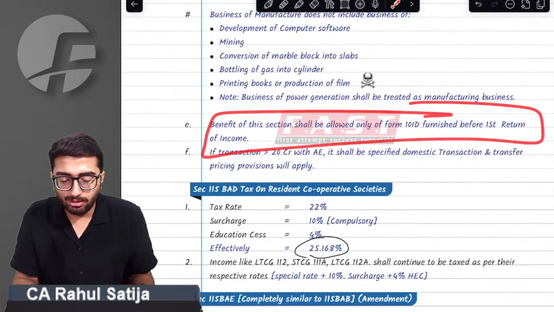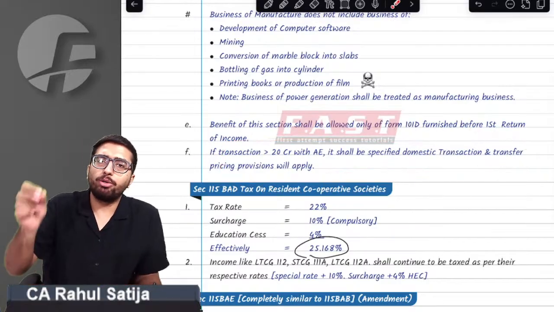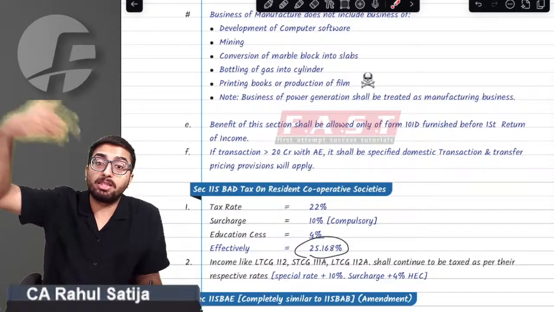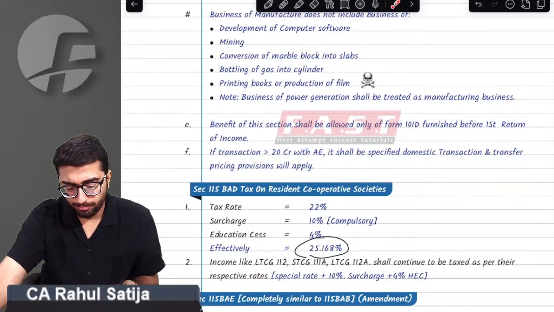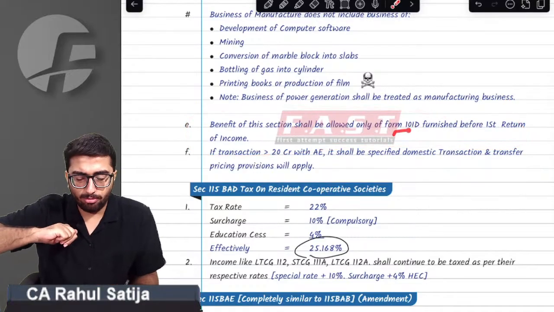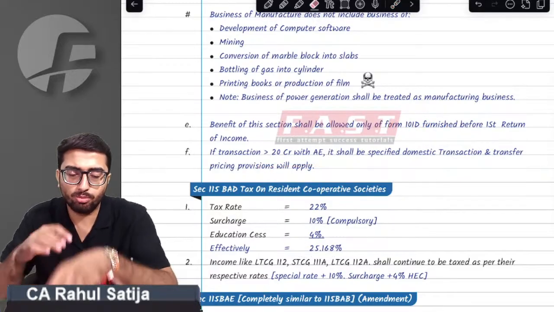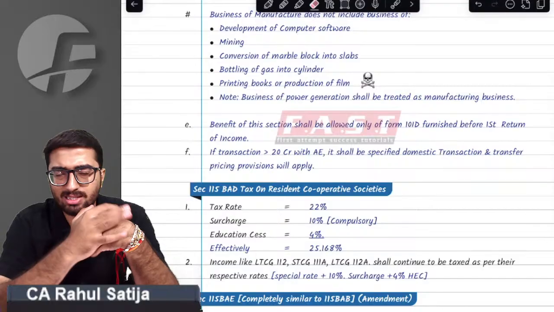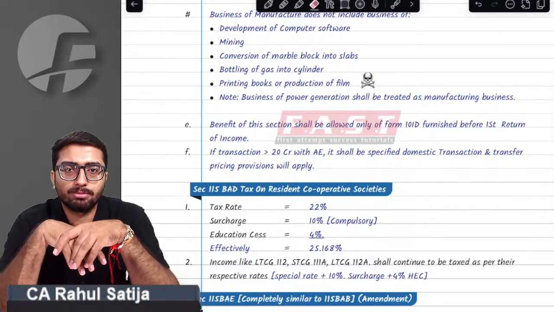Sir, if you try to violate this provision, or you do any transaction exceeding 20 crore rupees with an associate enterprise, then the domestic transfer pricing provisions will apply. You have to opt for this section before the first return, in Form 10-ID. Sir, these are the basic provisions. There is not too much to be discussed. Again I am repeating everything.